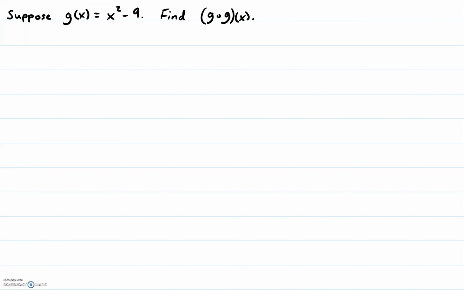In this video, we're going to suppose that g of x is equal to x squared minus 9, and we want to use that to find g of g of x. And so really what we're doing is we're composing the function g with itself. So I'm going to rewrite what we're looking for. Instead of g composed with g of x, that little circle just means composed, basically. You're putting one g inside of the other. I'm just going to rewrite this as g of g of x.